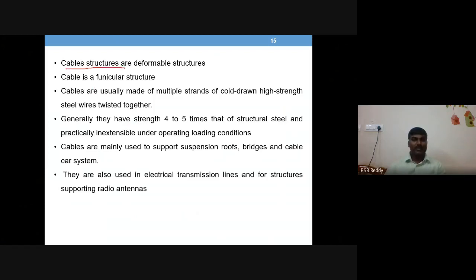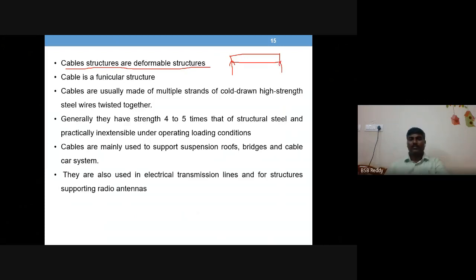So cable structures are deformable structures. Okay, which means if you apply the load, the geometry of the structure is going to change. You have to understand one very peculiar difference here. So you have studied already deformable structures like beams. Okay, so the beam is a deformable structure that you have studied earlier.